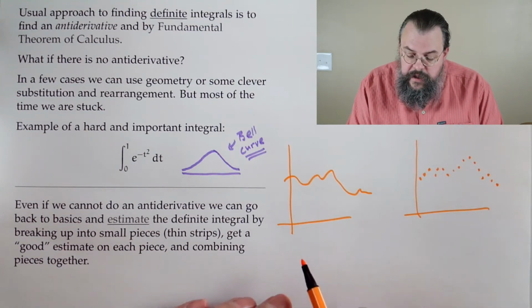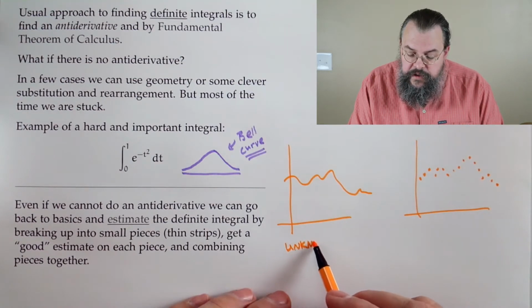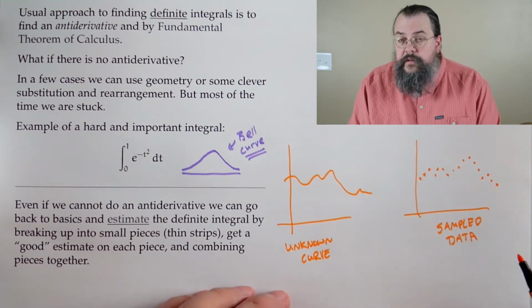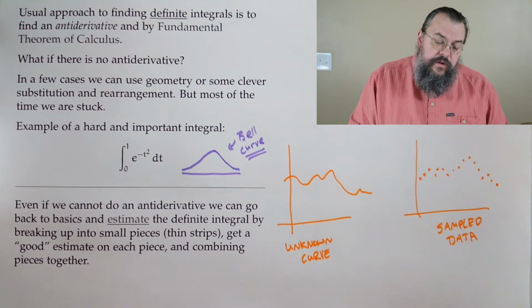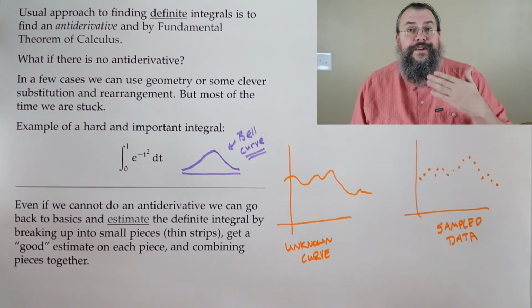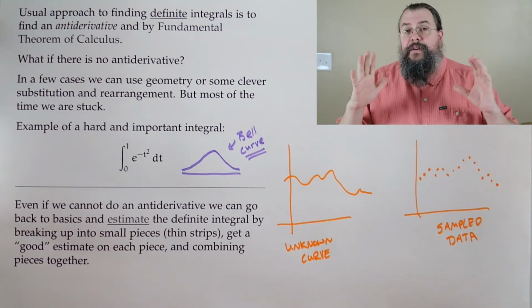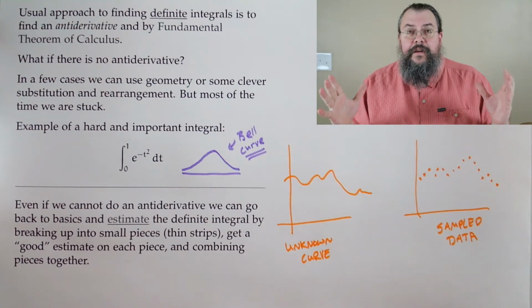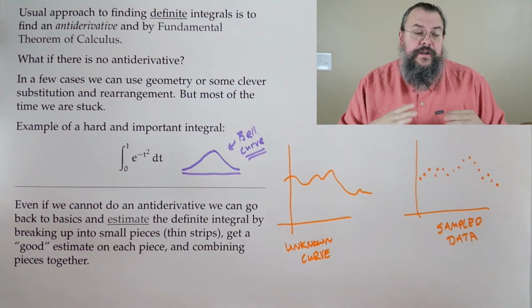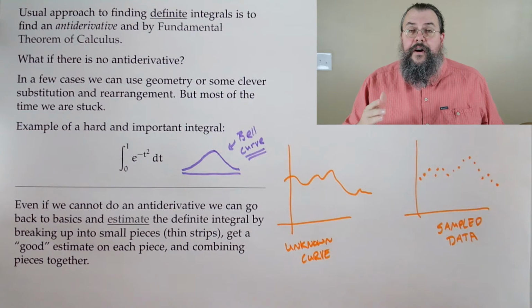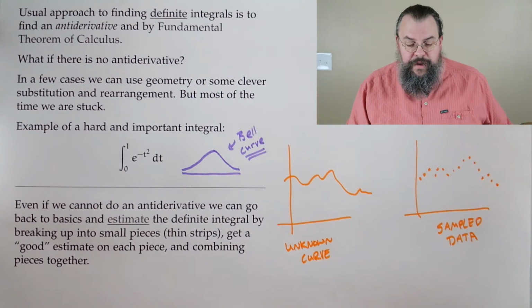So if we're in a situation where we have an unknown curve, or sampled data, what can we do? We definitely can't apply our fundamental theorem of calculus because there's not a function to work with. But we know what integration is about: breaking things into parts and adding them up. So even if we don't know the function exactly, we'll still break it into parts, look at what's happening with each part, and add the parts back together, and that'll give us our answer to a reasonable approximation.